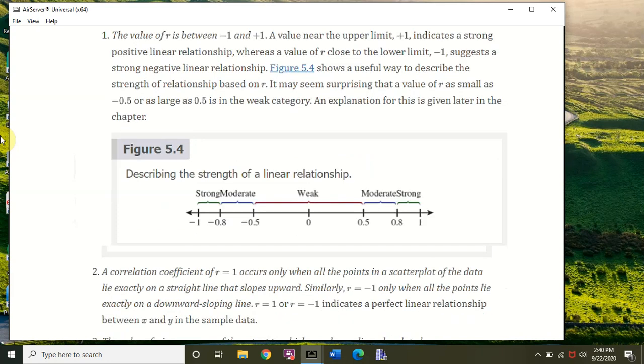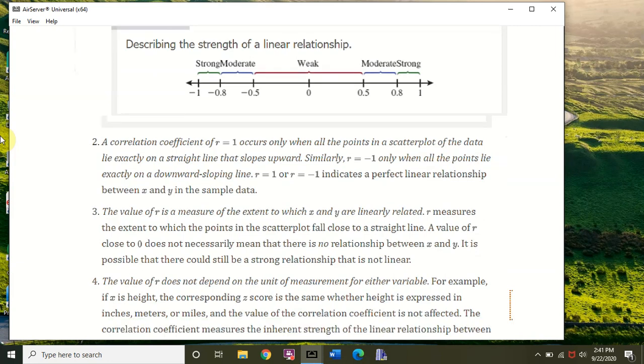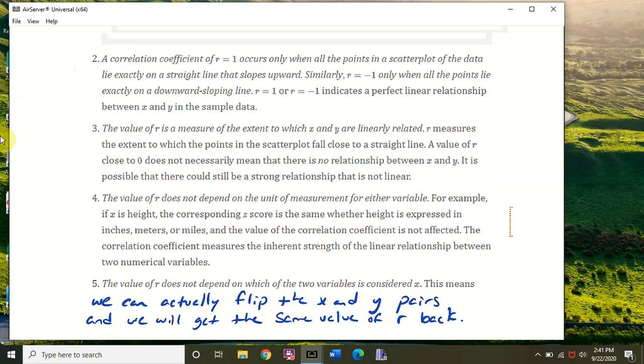Okay? A correlation coefficient of r equals 1 occurs only when all the points in the scatter plot of the data lie exactly on a straight line that slopes upward. Similarly, r equals -1 only when all the points lie exactly on a downward sloping line. r equals 1 or -1 indicates a perfect linear relationship between x and y in our sample data. Number 3, the value of r is a measure of the extent to which x and y are linearly related. r measures the extent to which the points in the scatter plot fall close to a straight line. Okay, so r is very much about how well the data form a line.